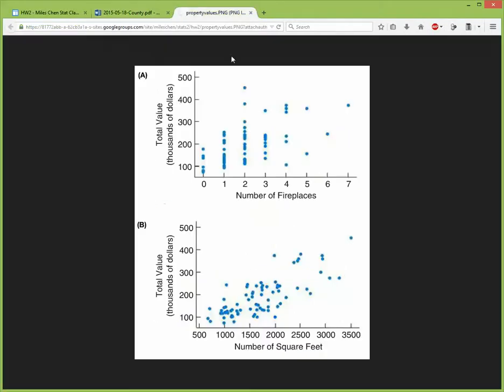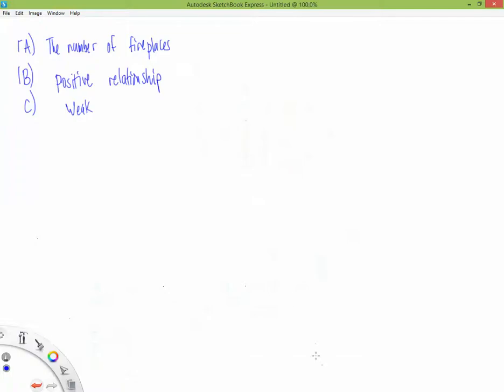If somebody just told you the number of fireplaces, like this house has 2 fireplaces in it, there's a lot of variation. It can be worth as low as 100,000 to 300,000 or 450,000. Obviously this is not in California, probably some other state. If a place has 1 fireplace, it can be worth anywhere from 100,000 to 280,000, something like that. You've got a lot of scatter. So I would say it's weak. If you want to say weak to moderate, that's fine.